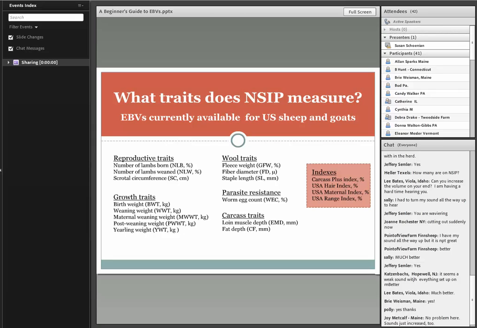It's simply that they're the wool breeds. And then the range index is still for a maternal breed, but one in which wool production is important. Targhee would be one of the breeds that uses this.